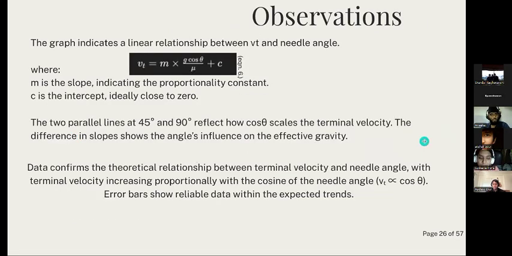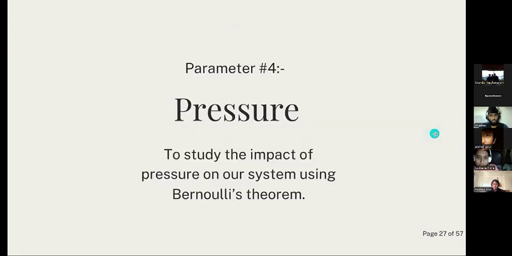We also see that the two parallel lines at 45 degrees and 90 degrees reflect how cos theta scales the terminal velocity. The difference in the droplet shows the angle's influence on effective gravity as well, which confirms our theoretical relationship as well. Let's talk about the next parameter, which is pressure.